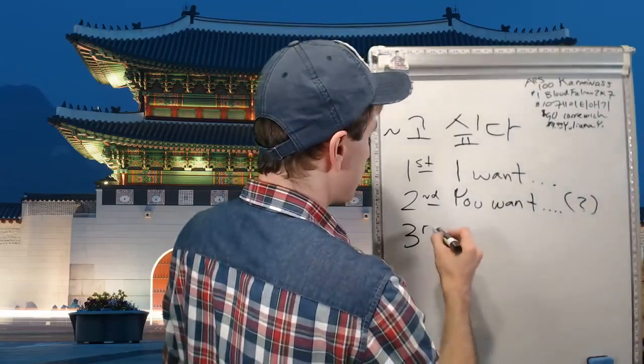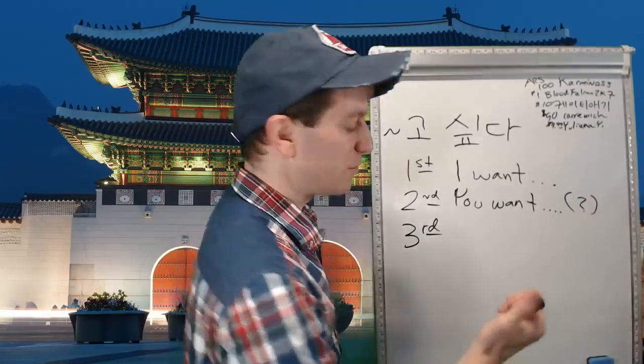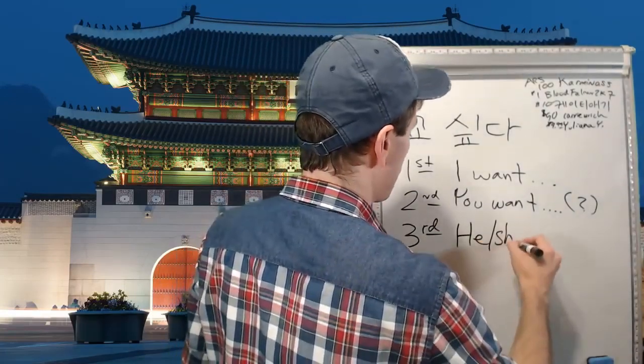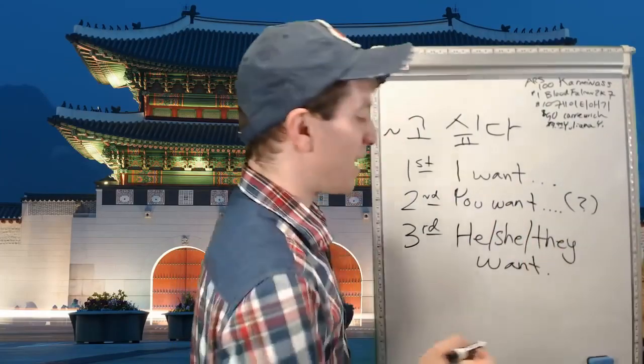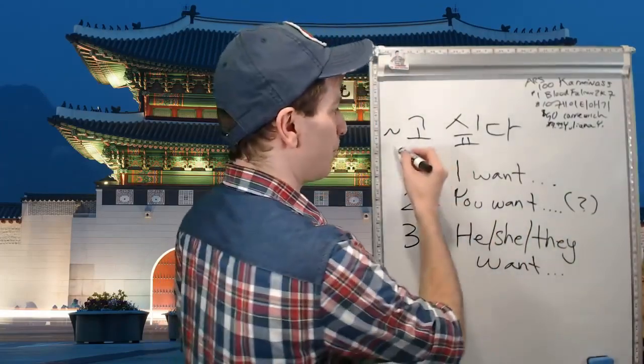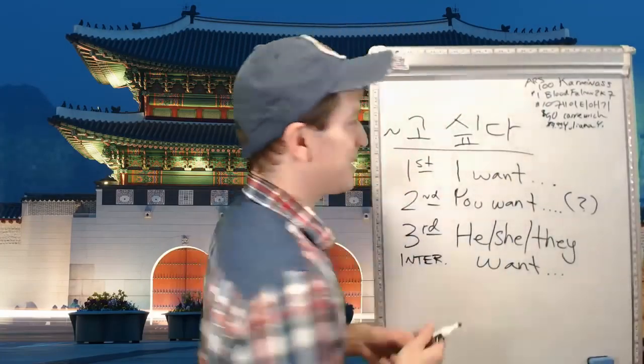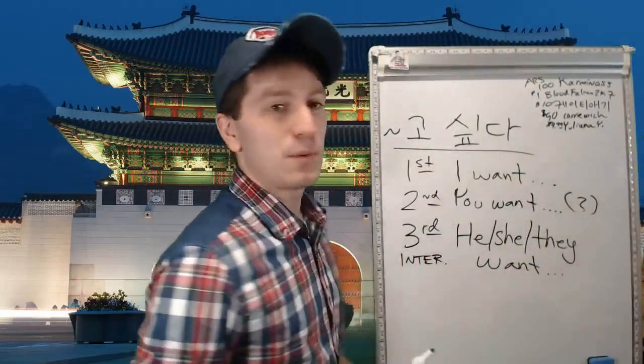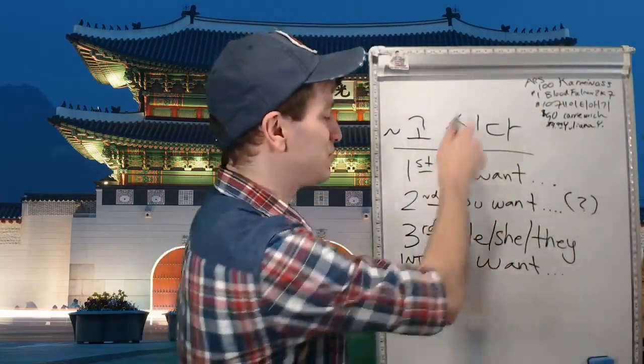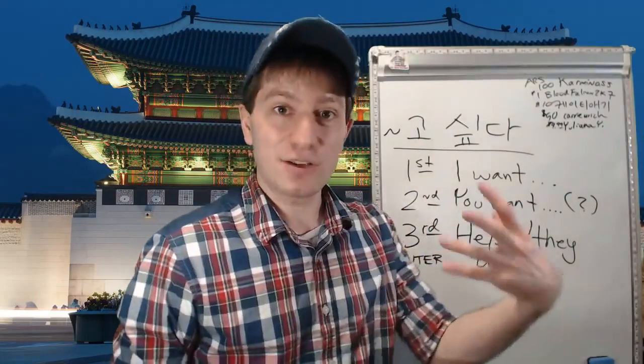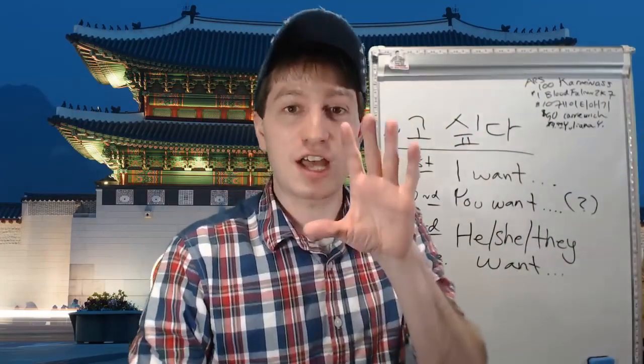However, there's also third person speaking. And that is whenever you're saying he or she or they, you cannot talk about any third person using this form unless you change it. If you want to say, I want something, you can use this form. If you want to say you want something or ask, you can use this form. If you want to say he, she, or they, someone that's not you and someone who you're not directly talking with.